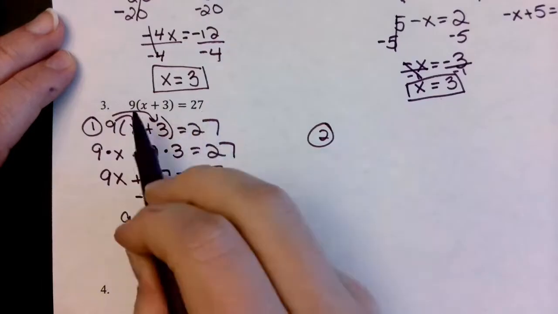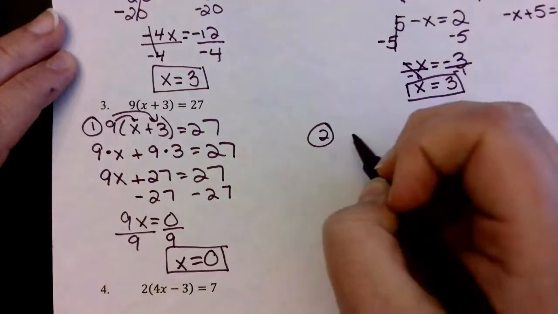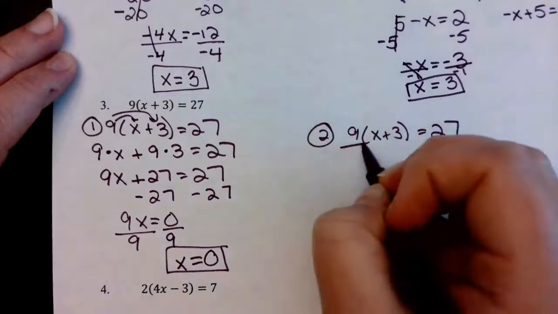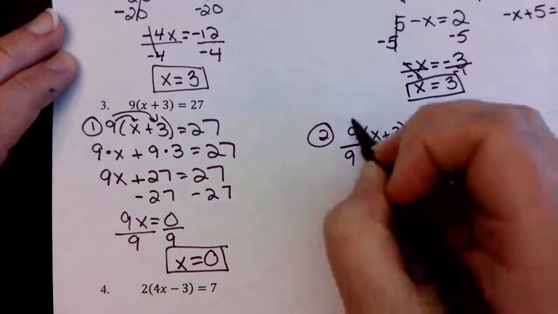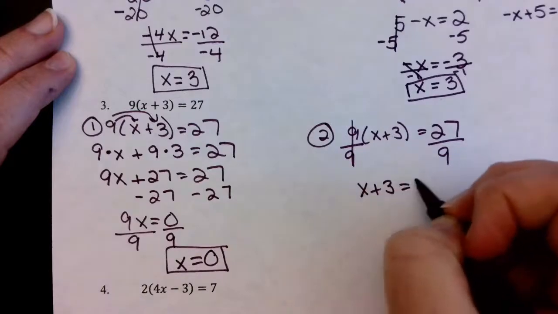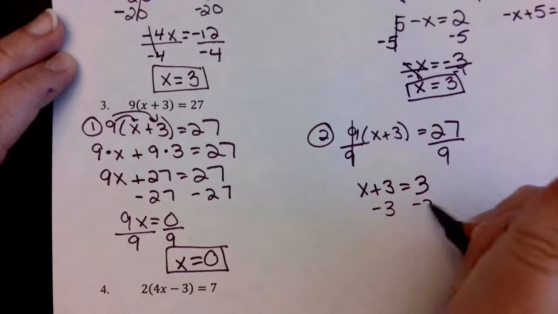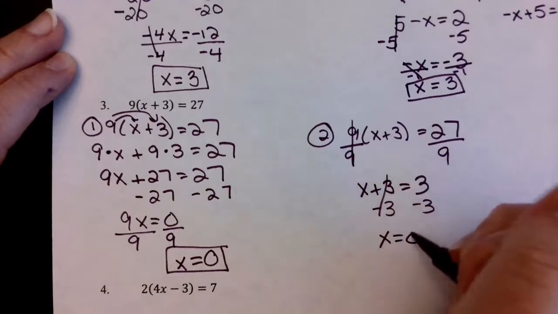I know 27 divided by 9 is 3, so it's the quicker method to get your work done. Divide by 9. x plus 3 equals 3. Subtract 3. x equals 0.